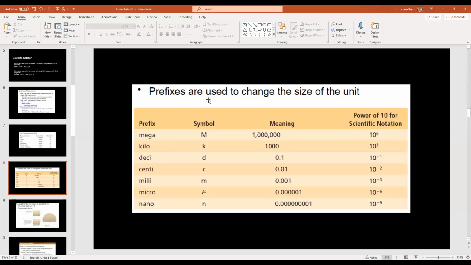Prefixes are used to change the size of the unit. For example, mega represents multiplying the number by 10 to the 6th. Kilo represents multiplying the number by 10 to the 3rd, and so on. These prefixes are very, very important.